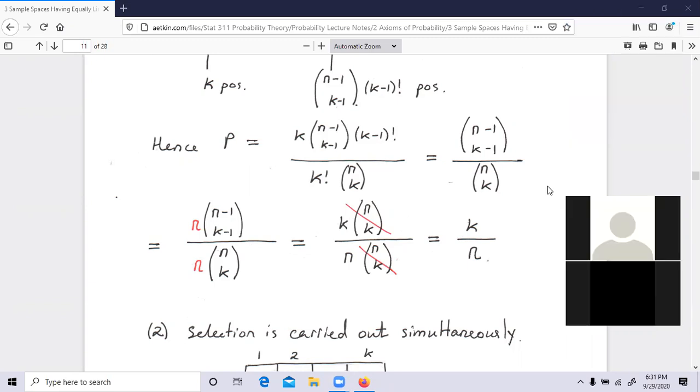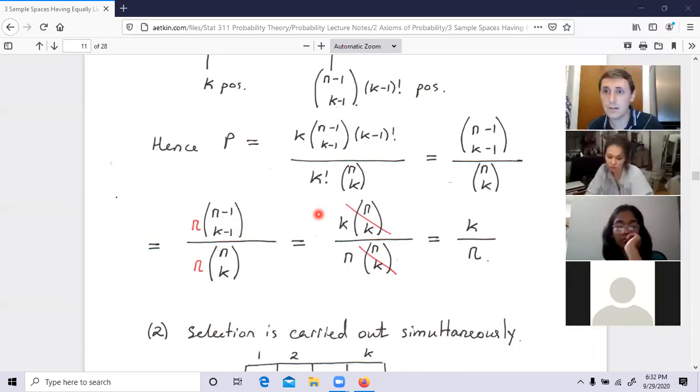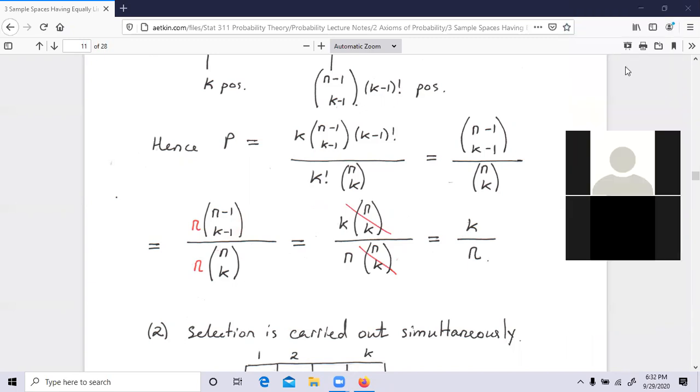You already came up with a better solution, some of you, because you came to n minus 1 choose k minus 1 divided by n choose k. All of you who offered me a solution came to this one, right? So you did a different sample space. Okay? Are you with me, guys?